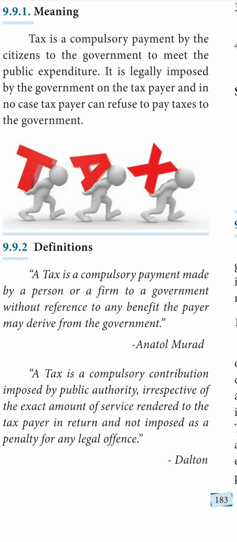Next, by Dalton, what is said? A tax is a compulsory contribution imposed by public authority, irrespective of the exact amount of service rendered to the taxpayer in return, and not imposed as a penalty for any legal offense. That means it is not that I pay tax only for the services I utilize from the government. Dalton said it is compulsory. I should pay it as a tax.